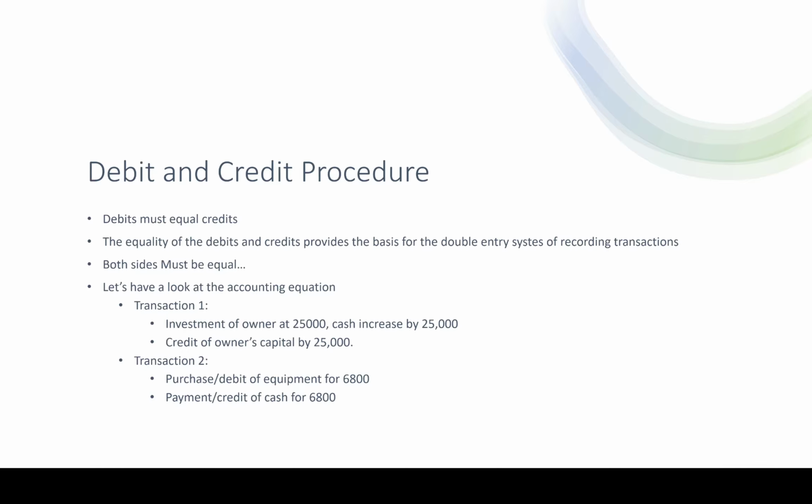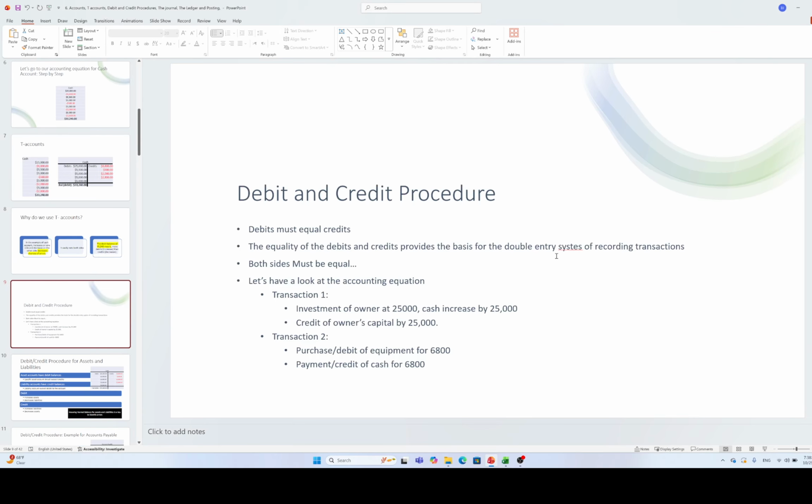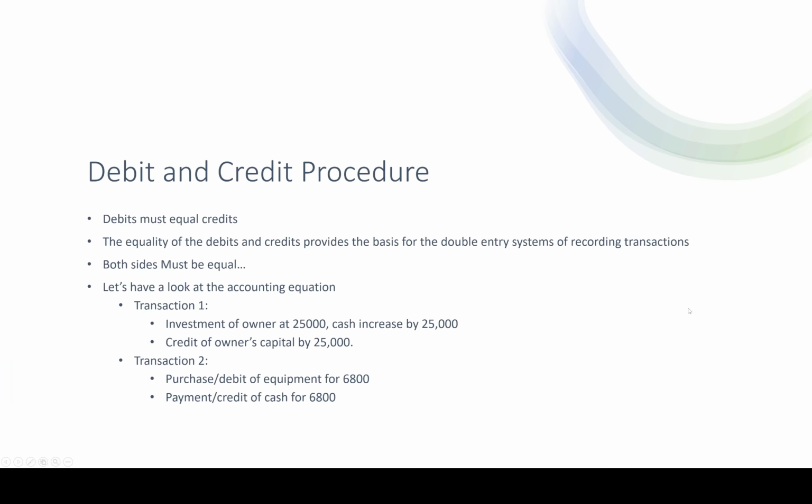Now, debit and credit procedure. Debits must always equal credits. When debits and credits are equal in the journal entry, that is why it's called the double entry system of recording transactions. That means both sides have to be equal. I found an error here, so I need to fix this. As I said, I'm not editing. So both sides must be equal.